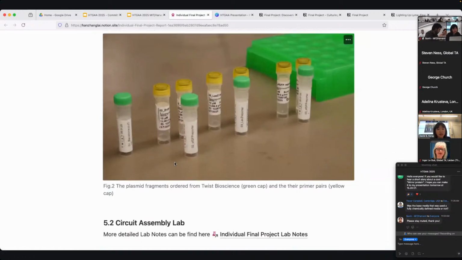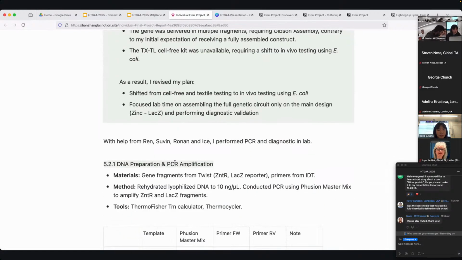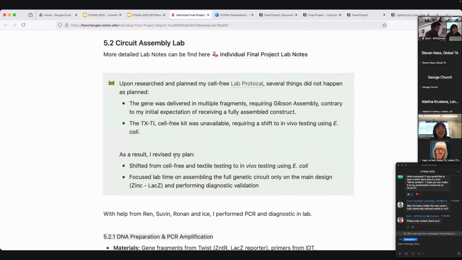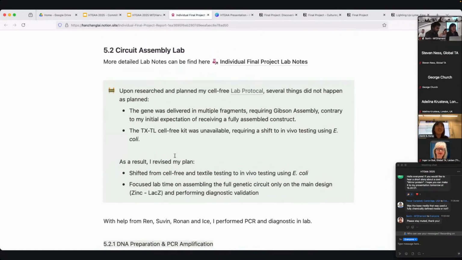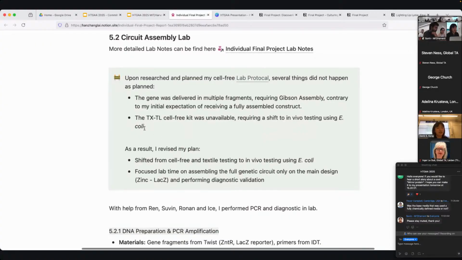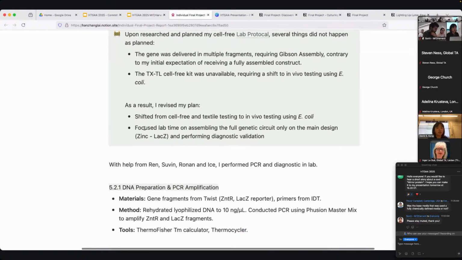And this was the orders that we got. And in the lab, there were some unexpected things that happened that were out of my plan, I guess. The first was that the gene was delivered in multiple fragments, so I would need to conduct the Gibson assembly, which I thought that I did not need to. And the second is that we don't have the materials for the cell-free kit.